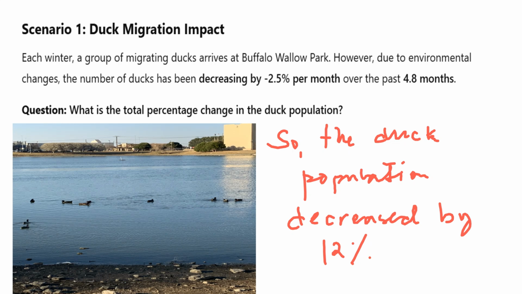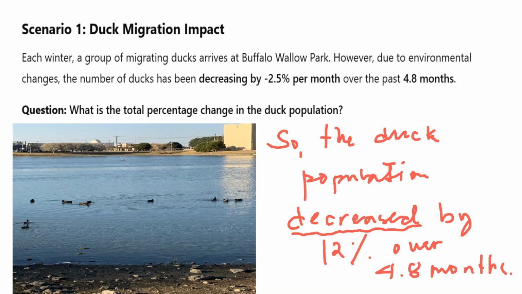So I would repeat that. The duck population decreased by 12% over 4.8 months. All right, so that's it. We were able to answer this scenario, particularly on duck migration impact.